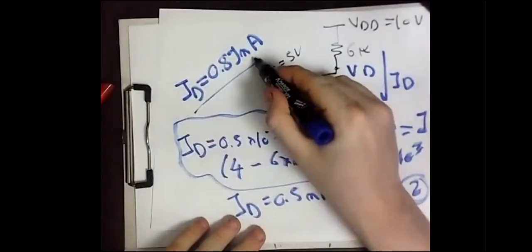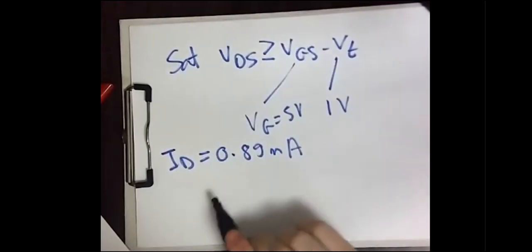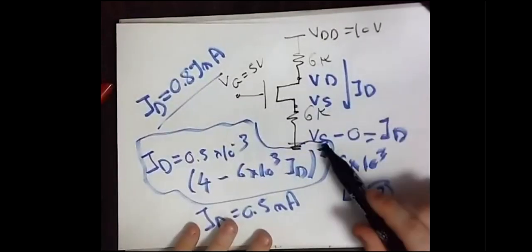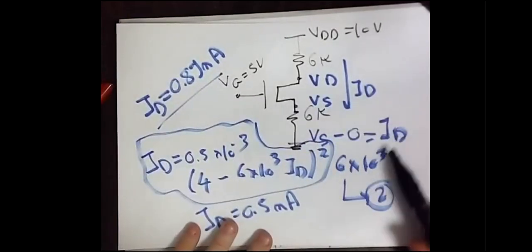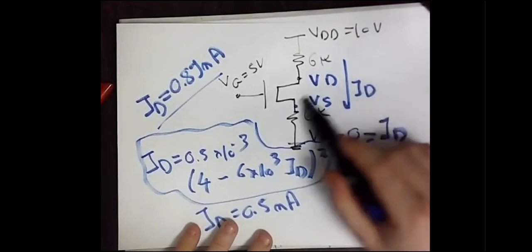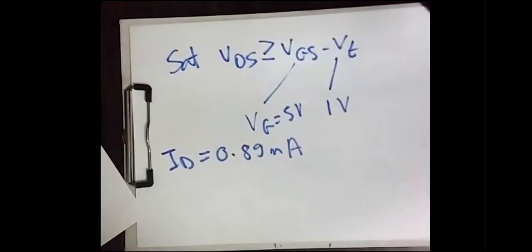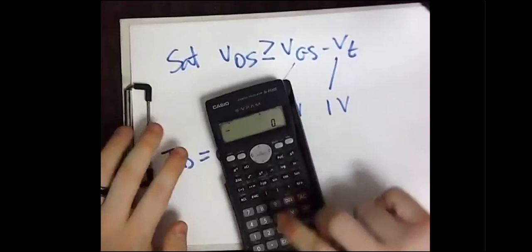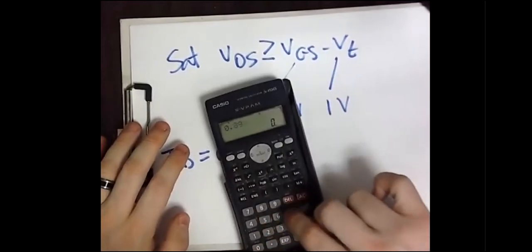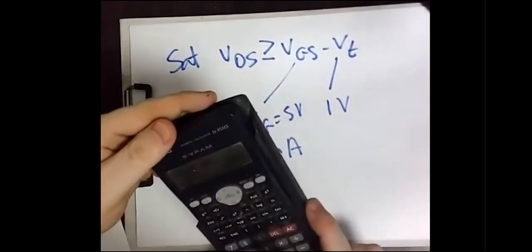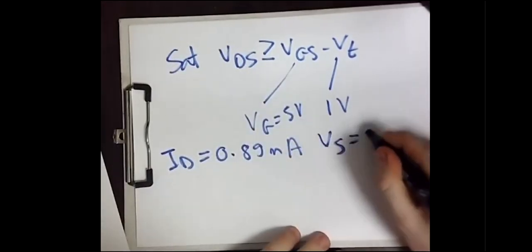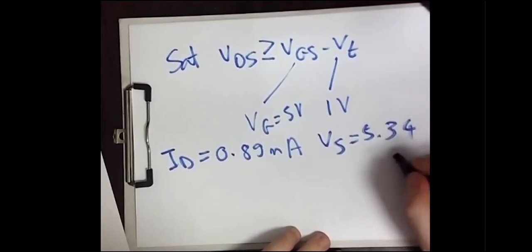This one, yeah, 0.89 milliampere. So if ID equals 0.89 milliampere, now return back here. Vs is equal to ID times 6 times 10 to the power 3, which is the 6 kilo ohm. So what we are going to do simply is, let's pick up my calculator. It's 0.89 times 6. This will result in 5.34. So Vs is 5.34 volts.